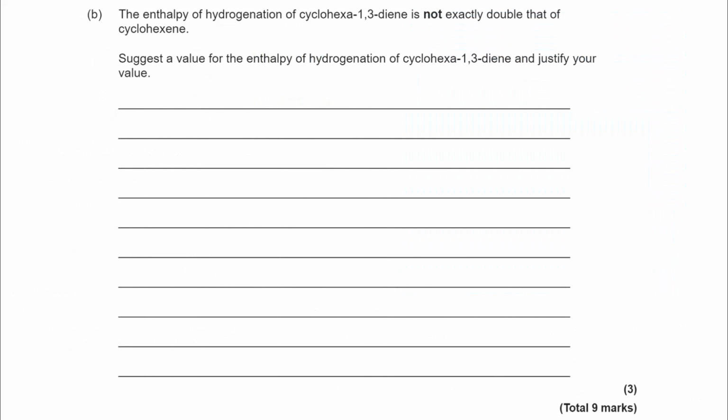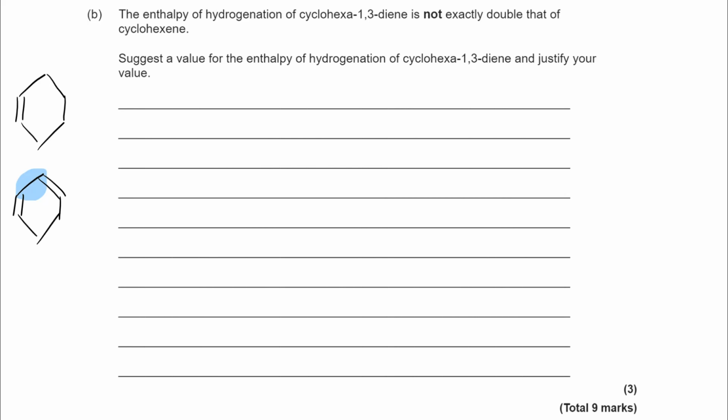Moving on to the final part of the question. Why is cyclohexane-1,3-diene not exactly double the enthalpy of hydrogenation value of cyclohexene? I'm going to start off by drawing out the 2 examples. And I'm going to show that those 2 double bonds are quite close to each other. They're only separated by 1 single bond. I'm going to talk again about that in a minute.